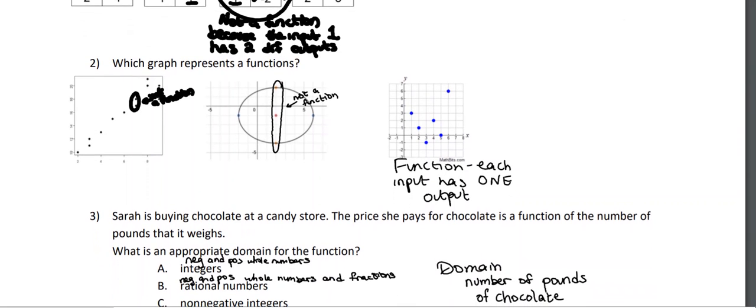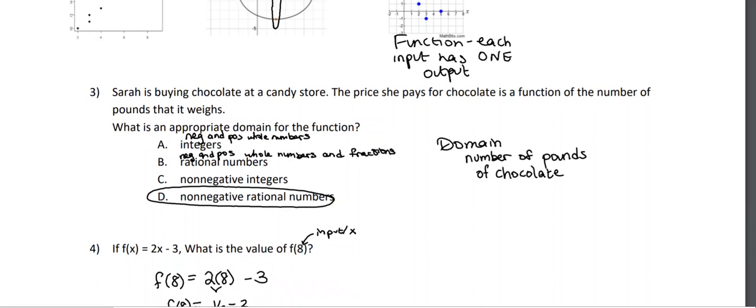For question 2, which graph represents a function? Okay, so the third one is a function because each input has only 1 output. If you look at the x-axis, you see input of 1 only has 1 point coming from it, (1, 3). Input of 2 only has 1 point, input of 3 only has 1 point, and so on. But the other ones I circled, where we have a few points coming from the same x value, are not a function.